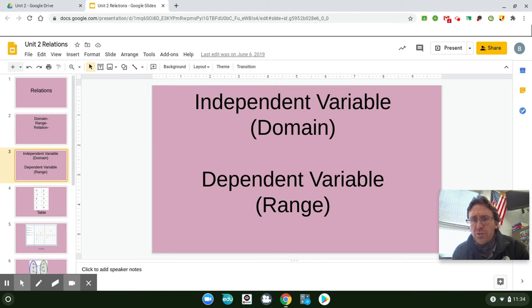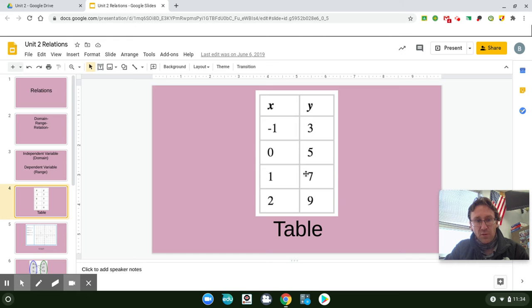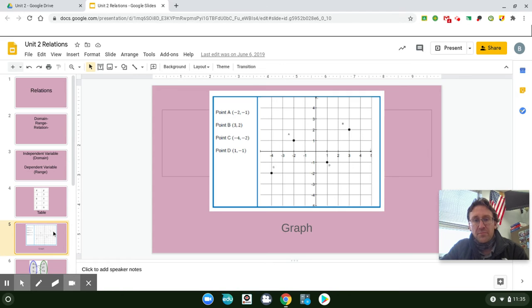Another term for domain is the independent variable, and the range is the dependent variable. This is a relation. It's a set of ordered pairs. It's in the form of a table. You guys have seen a table before. This is a graph. Also ordered pairs, just instead of shown in a table, it's shown in a graph.